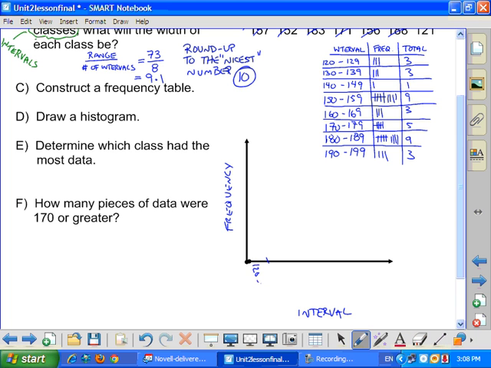120 to 129, 130 to 139, 140 to 149, 150 to 159. At the bottom, the intervals that you just wrote in your frequency table get transferred to the bottom, just as I'm doing here. 170 to 179, 180 to 189, and then one last interval, 190 to 199.